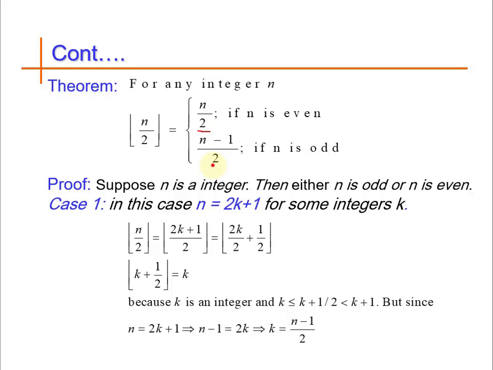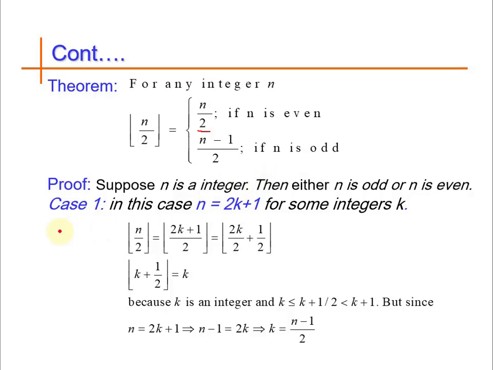And we get the answer. So n minus 1 over 2 is an integer, and hence we get the answer. So how to prove this simple fact? Suppose n is an integer, either n is odd or n is even.